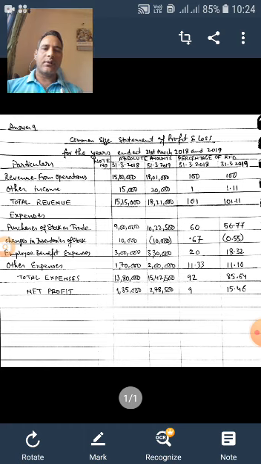In the absolute amount columns, we'll be writing the figures which are given in the question, and we should be writing the figure of 2018 first and 2019 later. Then we have the percentage of revenue from operation, again for 2018 first and 2019 later. Now, what we exactly write in the percentage of revenue from operation column will be explained to you. Just try to follow. It's very simple.